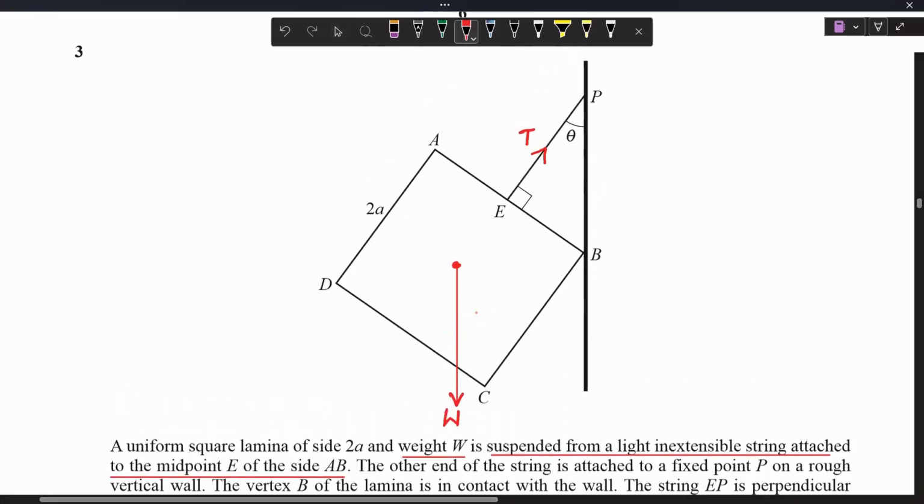Next, there's contact around here between the lamina and the vertical wall. So since there are contact forces here, we have to take into account the normal reaction force, all right? So for the normal, we can call that R. That's the normal reaction force at B.